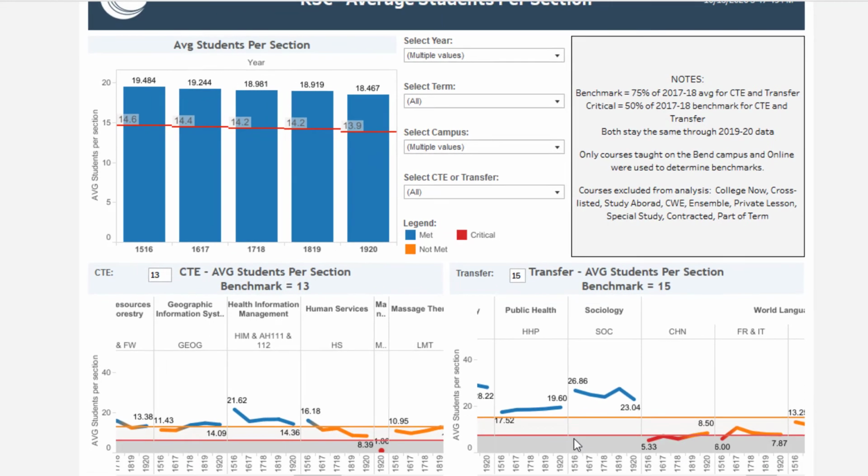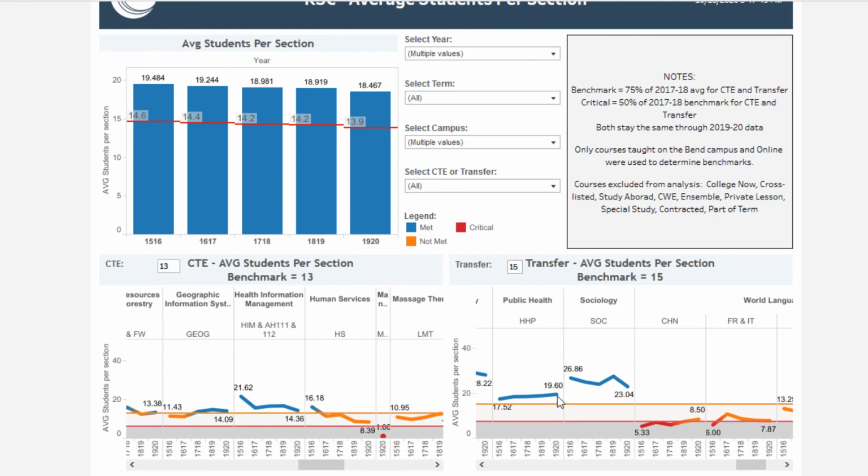But what's the difference, for example, between HHP Public Health and Chinese? They're both moving the same way, slightly uphill. It's just that Chinese happens to be down below. This is my concern. My concern is that we're using the same threshold for all sets of courses, as opposed to viewing each set of courses on its own behavior. Let me show you what I mean.